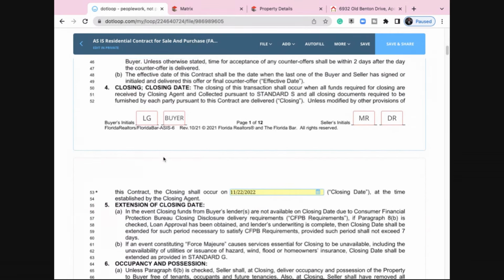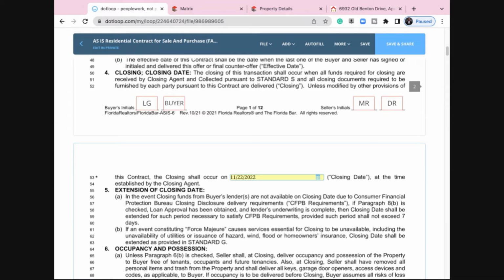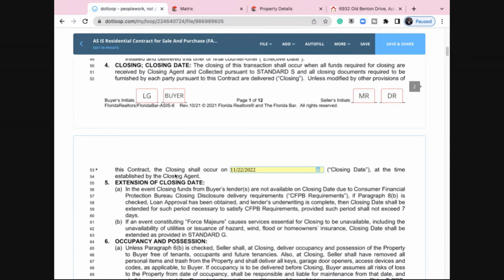Closing date. Again, you've talked to the purchaser and the loan originator, and they said that they can close in 30 days. And that's what we gave them here, 30 days. Another note is that you can't close on a weekend because the banks are closed and most title companies don't want to close on a weekend. And you don't want to close on Friday.